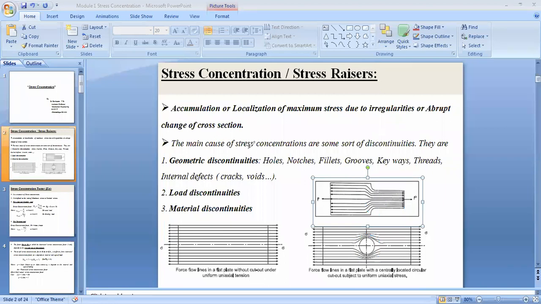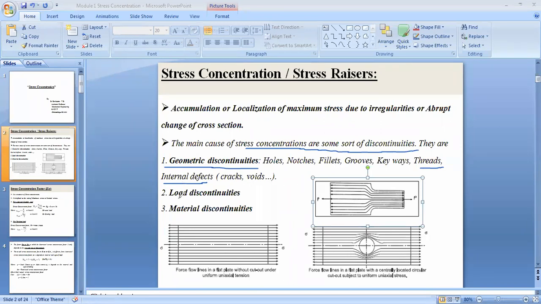So what are the irregularities? What are the discontinuities? The main cause of stress concentrations is some sort of irregularity. There are three types of irregularities. One is geometrical irregularities, meaning there is a sudden change in geometry, a decrease or increase in dimension, or any obstacle in the geometry. It may be holes or grooves or cracks, keyways, notches or threads. Those are called geometrical discontinuities or irregularities, or it may be internal defects also.